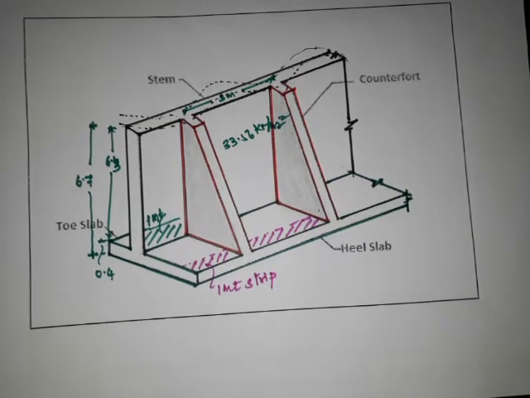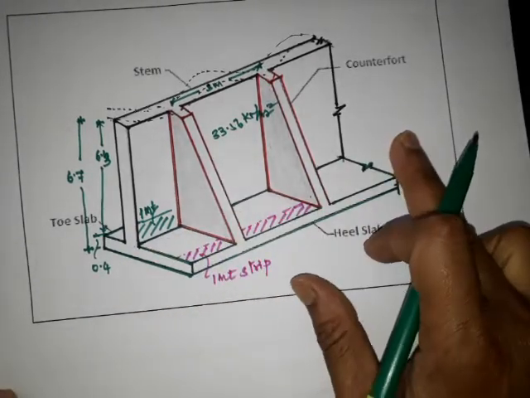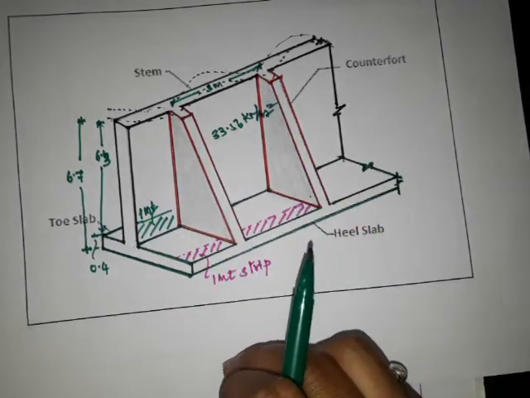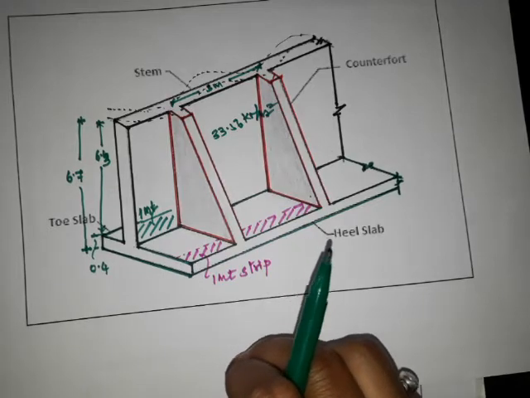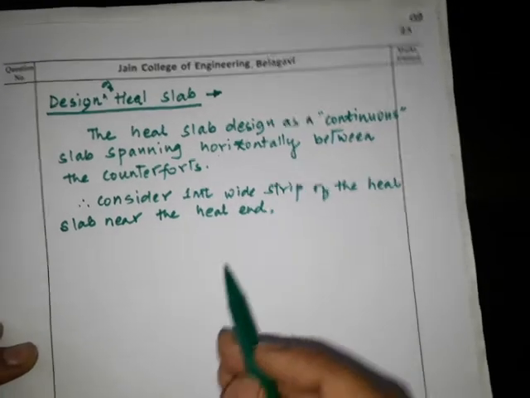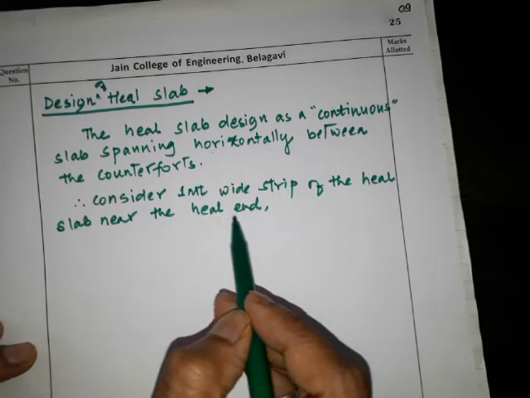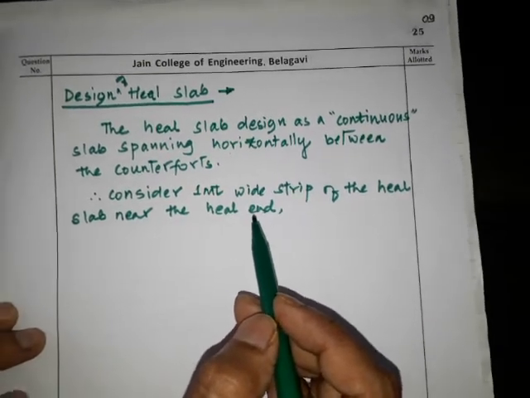Because we are designing as a continuous slab, you have to consider a 1 meter wide strip for design. So you have to consider a 1 meter wide strip of the heel slab near the heel end.